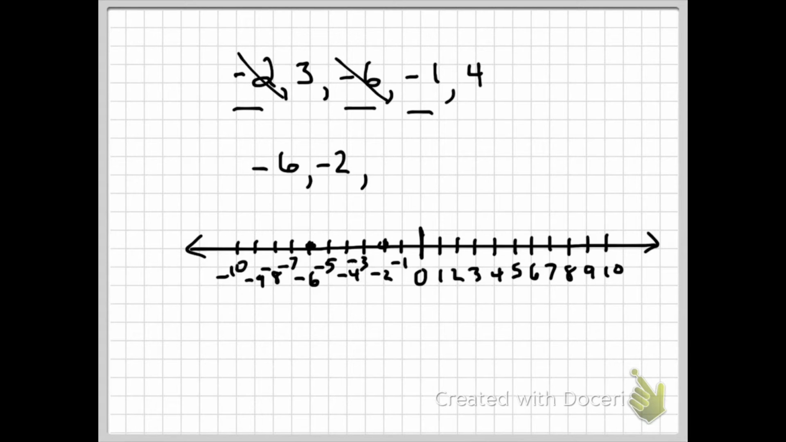All right, then we have our -1. And then at this point, hopefully the kids are okay with putting the rest of the numbers in order from smallest to largest. So we have +3 and +4, and this would be your final answer.